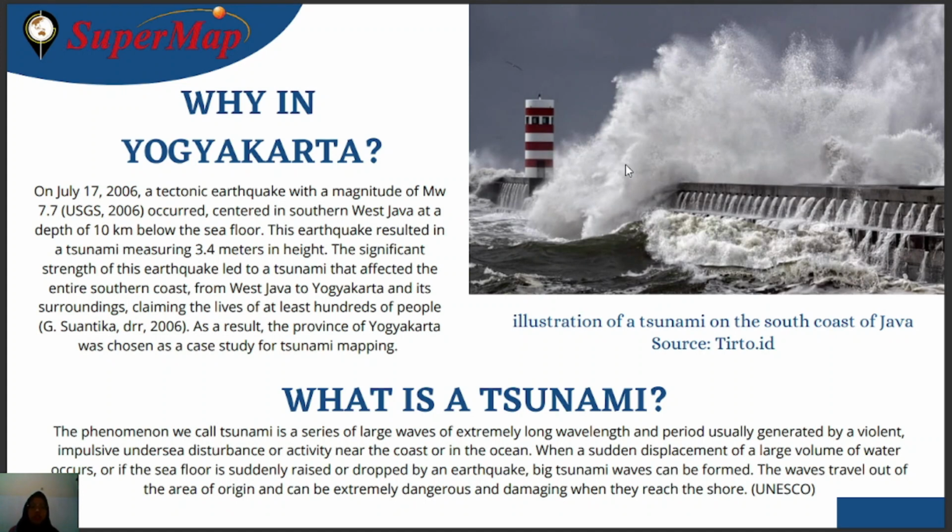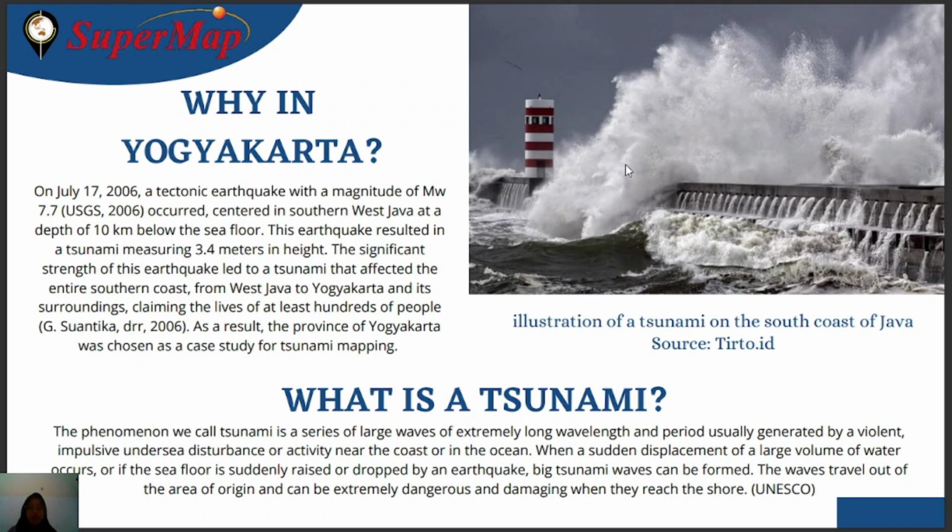The significant strength of this earthquake led to a tsunami that affected the entire southern coast, from West Java to Yogyakarta and its surroundings, claiming the lives of at least hundreds of people. As a result, the province of Yogyakarta was chosen as a case study for this map. And what is a tsunami?